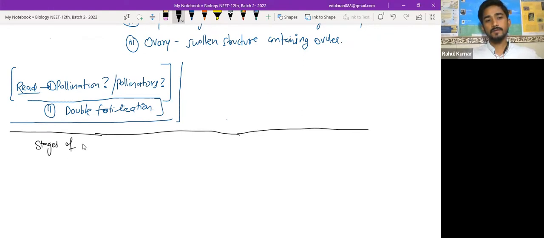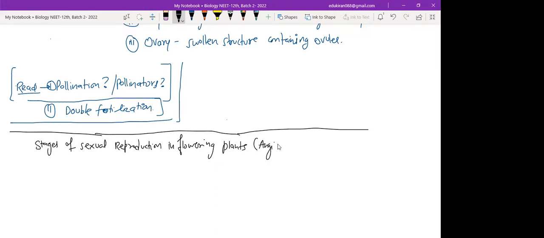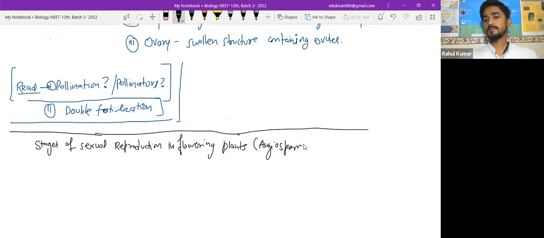Stages of sexual reproduction. Basically, we are going into the process now. What are flowering plants known as? What are they called collectively? Angiosperms. Yes. Keep remembering these scientific names.